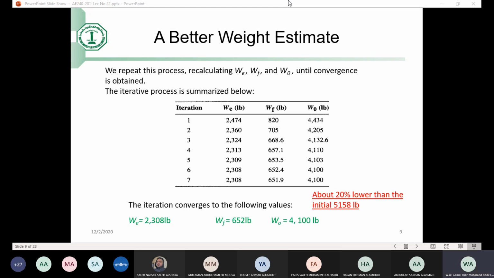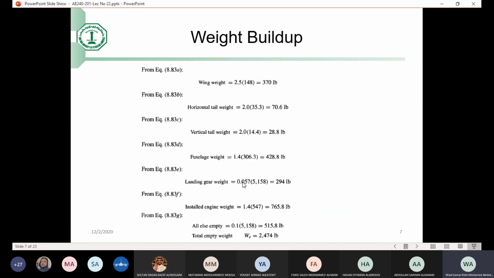Doctor, I understand the whole procedure but it's not quite convincing, because we are adding the weight of the landing gear every time, right? No, we are replacing the weight of the landing gear every time. Let's see the previous weight. Let me go there.